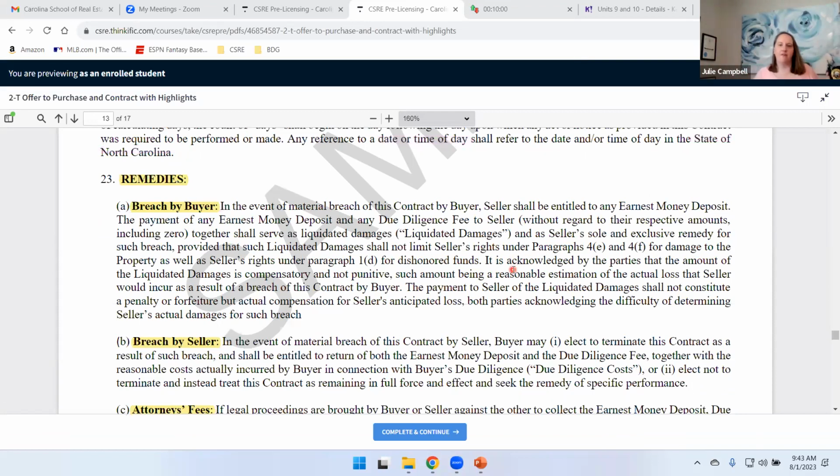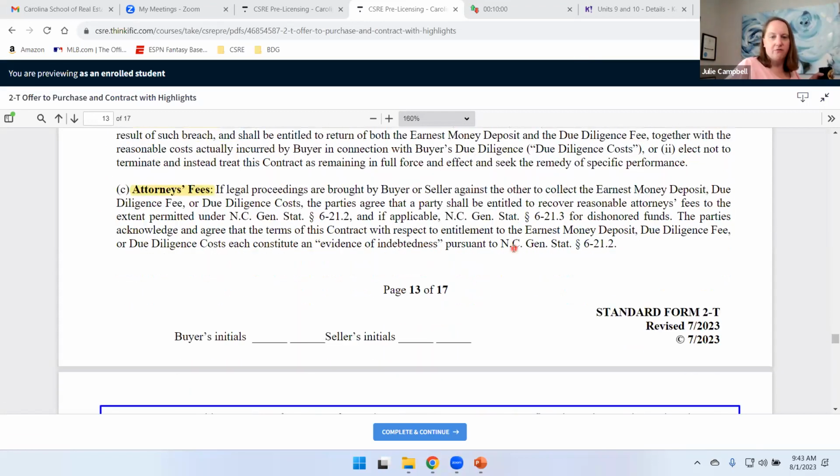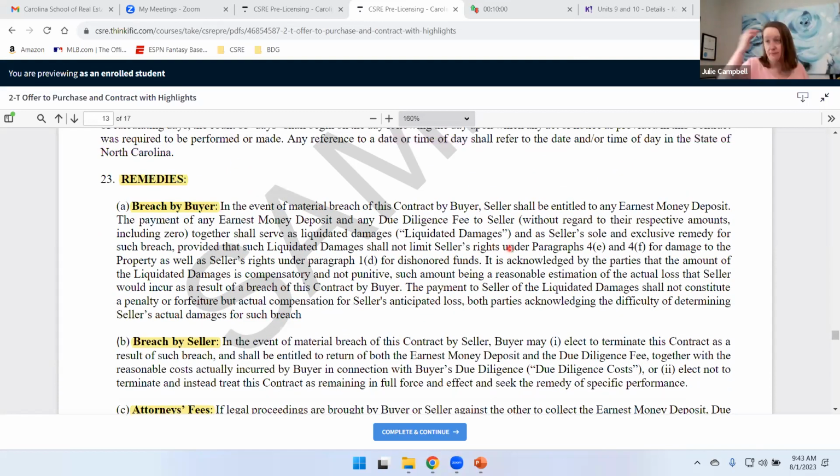This is another paragraph I think you guys should read, at the bottom of page 13. And this is paragraph 23 about remedies. This spells out what happens if the buyer breaches, what happens if the seller breaches, and this also addresses attorney fees.